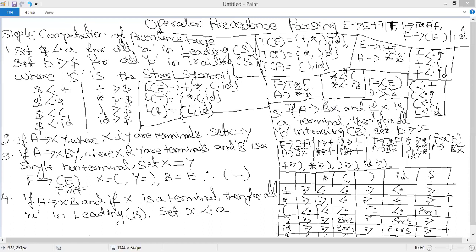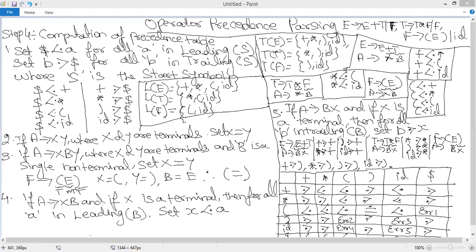So inside the trailing of B, we'll be having the collection of terminals that is mentioned as terminal B. Okay, so in that case, we have to set B greater than X. Again, take this production rule, E tends to E plus T. This production rule can be mentioned in the format of A tends to BX. So this E is the non-terminal B and plus is the terminal X.